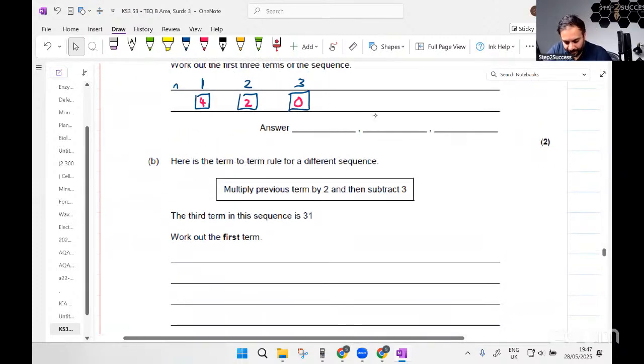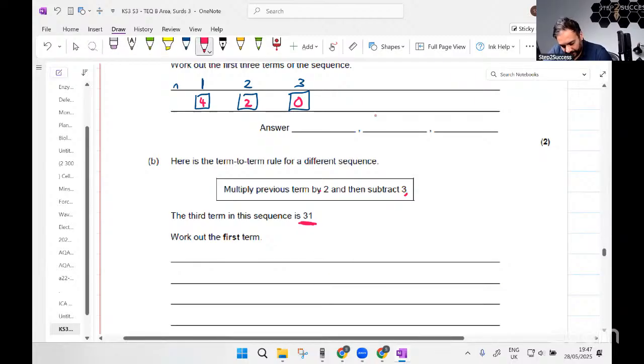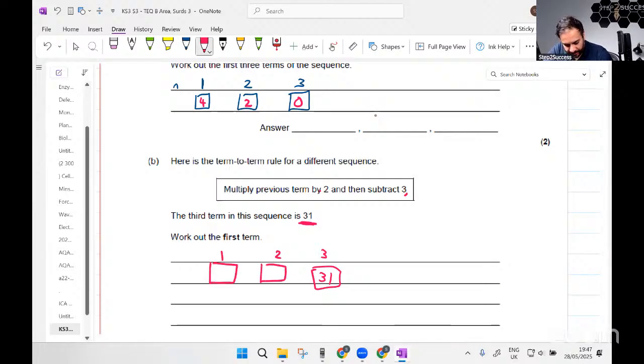Right, so back to this. Here is a term-to-term rule for a different sequence. Multiply previous term by 2, then subtract 3. The third term is 31. Work out the first term. So the third term in this sequence is 31. We need to work out the first term in the sequence, so this one here.